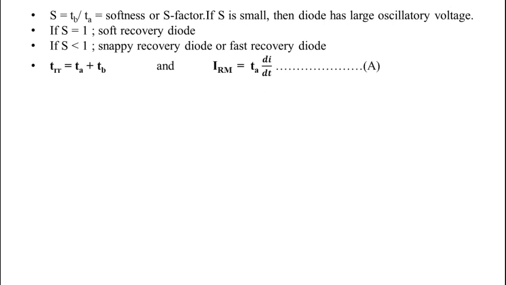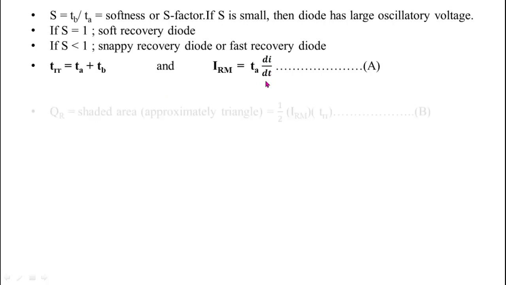And di by dt, we know that it is equal to change in current upon change in time. And we know that when current changes from 0 to IRM, it happens during time TA. So we can say that di by dt is equal to IRM by TA. From that, we can say that IRM is equal to TA times di by dt.